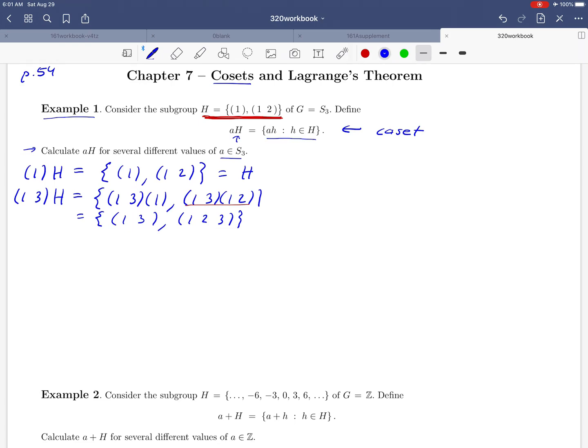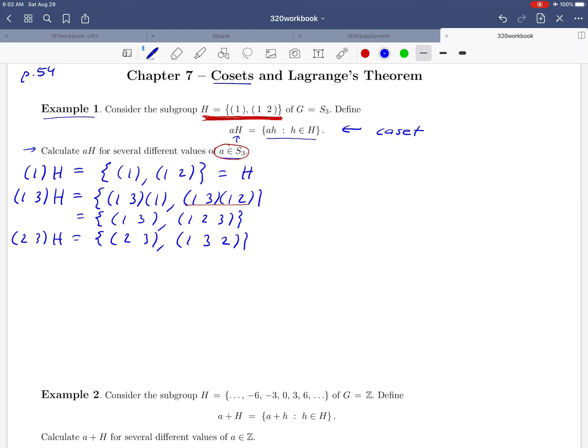And we're going to keep going. There are 6 elements in the group S3, so we're going to be multiplying all 6 of those elements by H one at a time to get our cosets. How about (2 3)? That's another element in S3. If you multiply it through by both elements in H, you get (2 3) times the identity, which is just (2 3) for the first one. Then if you take (2 3) times (1 2), I'll ask you to check and verify that you get (1 3 2).